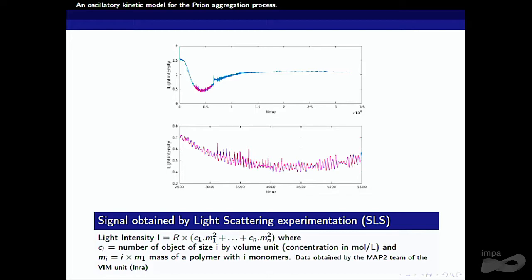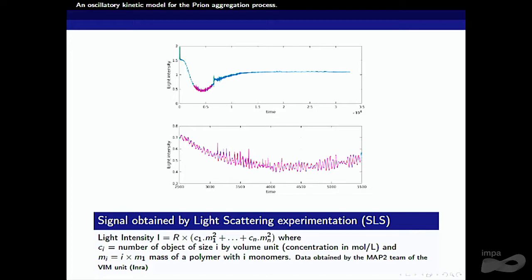How is it composed? What we get at the end is an aggregate of the number of objects expressed in concentration in mole per liter, and also an aggregate of the size i times the mass of a monomer. And so we can say that the light intensity we get is kind of a second moment of the concentration of objects of size i.